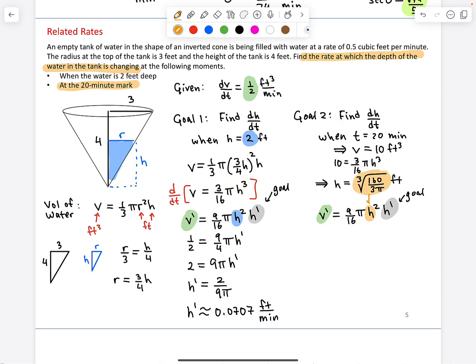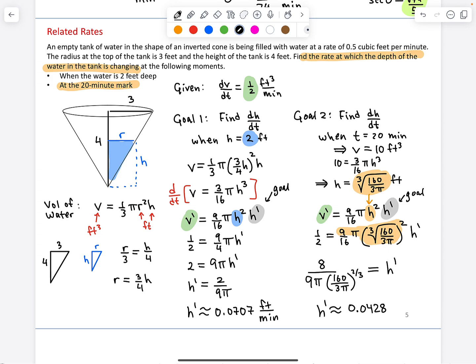This value goes in for my H. So we get V prime, 1/2, equals 9/16 times pi. H is the cube root of 160 over 3 pi, and that H needs to be squared, and then times H prime, and I can solve for H prime. I'll multiply the 16 over to the 1/2, that gives me an 8, and then divide both sides by the rest of this, 9 pi, and then when you square the cube root, you could just write that as a 2/3 power, and this will be my H prime. Reaching for technology to round this, we get about 0.0428 rounded to 4 decimal places, and again, feet per minute.